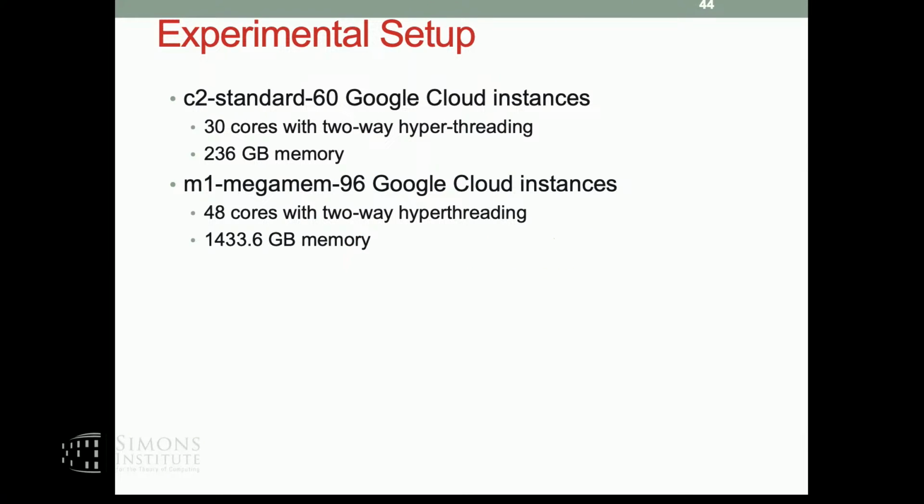Okay, experiments. We ran experiments on 2 types of Google Cloud instances. The first one is a 30-core machine with 2-way hyperthreading with 236 gigabytes of memory. We also used a larger machine with 48 cores and 2-way hyperthreading with over 1 terabyte of memory. We only used the larger machine for some of the larger graphs that needed it, since I didn't want to pay that much for using it for all the graphs. This second instance is a lot more expensive.